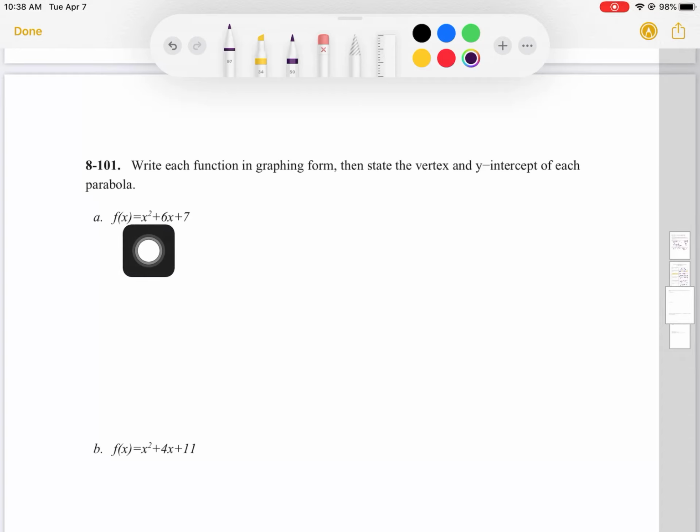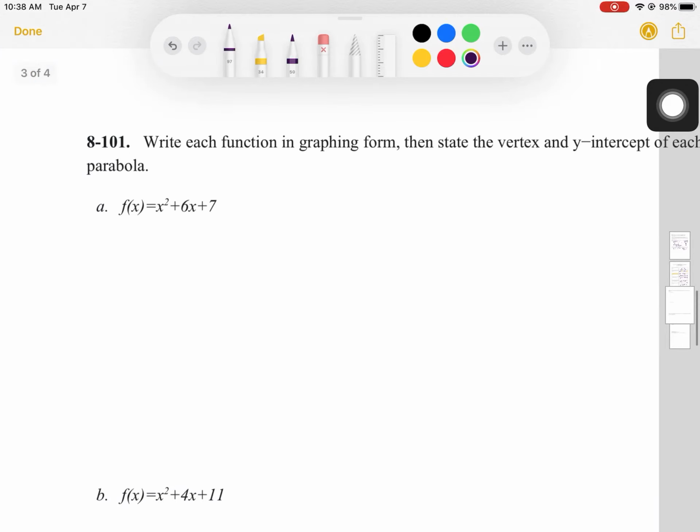We're going from standard form into graphing form. Then we're going to state the vertex and the y-intercept. So the very first step would be to subtract that c term. So I'm going to subtract 7 from both sides, and I get f of x minus 7 equals x squared plus 6x. At this point, I need to put those blanks in. But before I put the blanks in, I am going to come over here, and this was step 1.